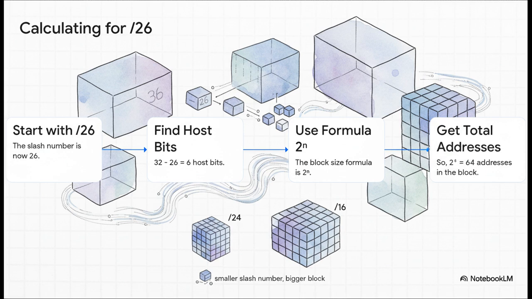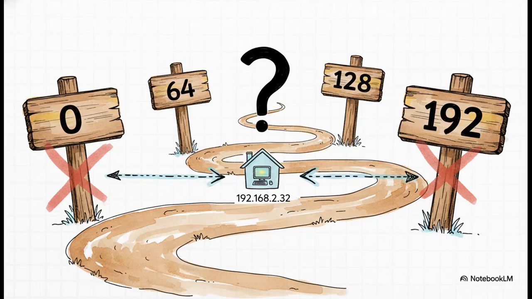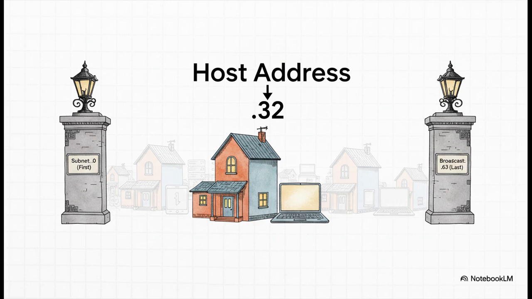And notice that, right? The slash number went down a little, but the block size got bigger. So if our block size is 64, our subnet starting points are going to be multiples of 64. We're talking 0, then 64, then 128, and so on. Now, let's look at our address again. It's .32. Does that land on one of those starting points? Not even close.